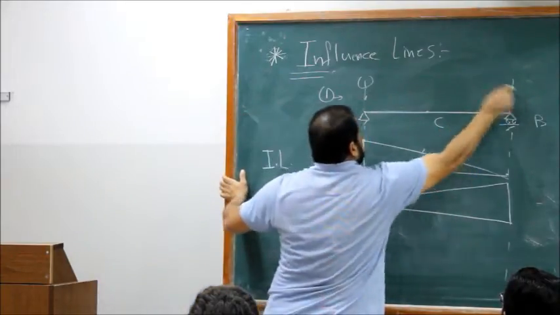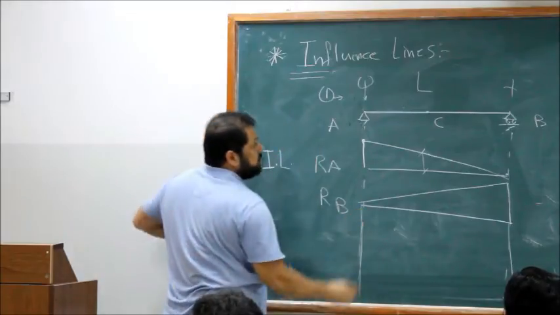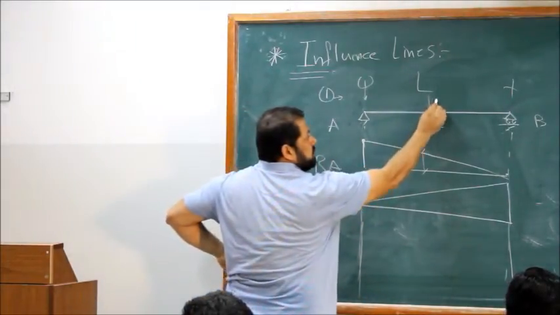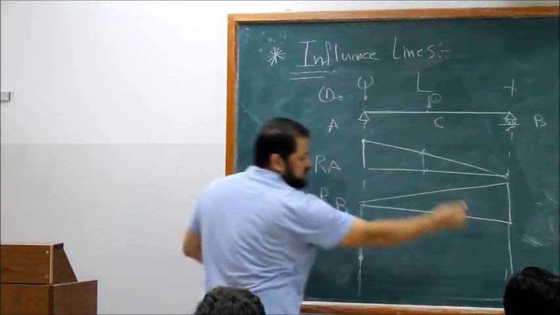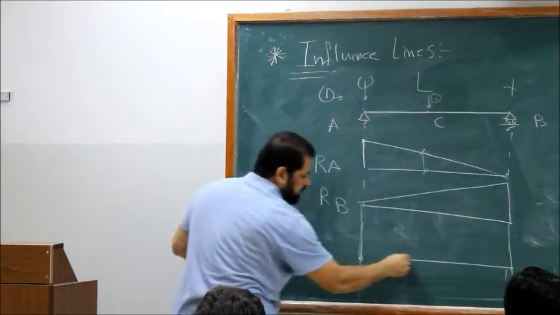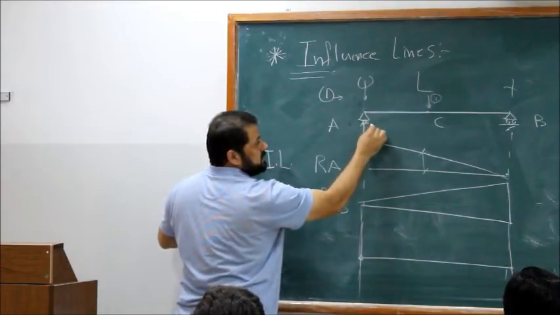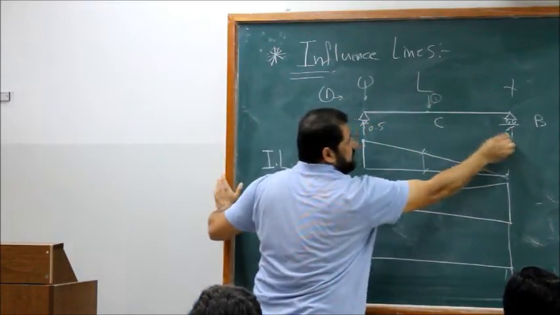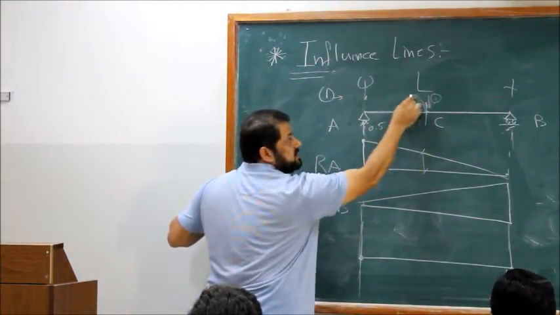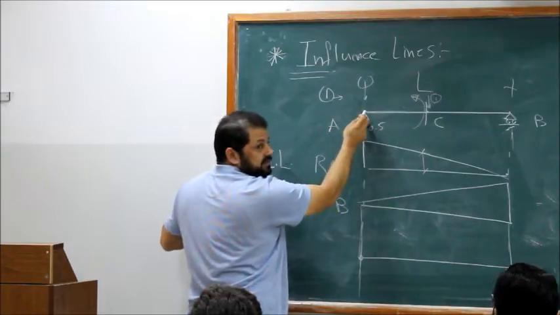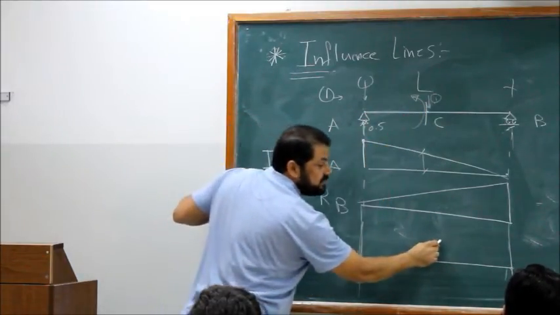If the length is L. Look. When the unit load is here, 1 is here. We know the moment here is 0. If the load is here, and if the load is here, it's 0. Right? So when the unit load is here, how much is this one? And this one? 1.5. So the moment there will be 1.5 times L over 2, so L over 4.